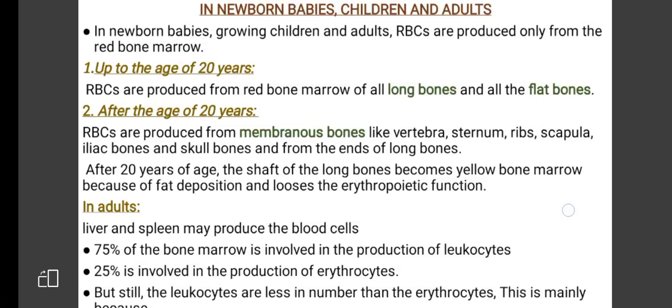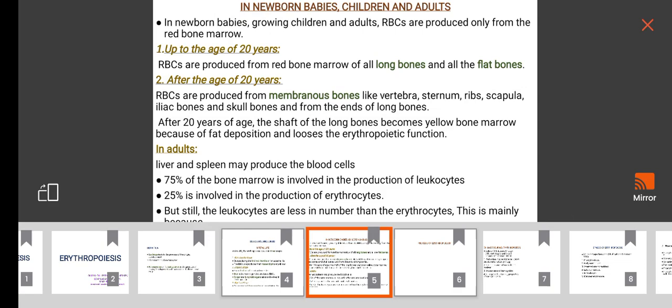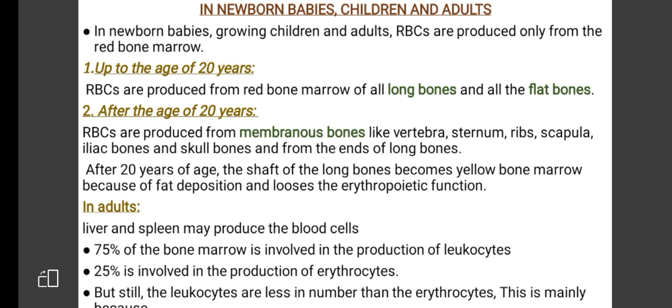In adults, liver and spleen play a major role in blood cell formation. 75% of bone marrow is involved in the production of leukocytes, and only 25% is involved in the production of RBCs. But still, leukocytes are less in number than the erythrocytes.